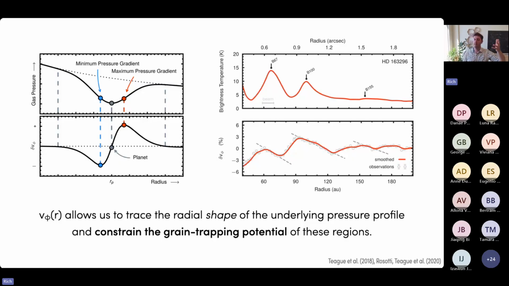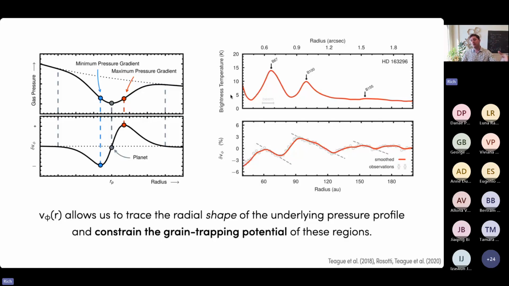Of course, you can flip this upside down. Rather than considering a pressure minimum as a gap, you can think about a pressure maximum, which is what we hope these grain traps are. And you can now go from a region where you have enhanced rotation to slowed rotation across the ring. And in this work with Giovanni Rizzotti, we're able to show that with the DSHARP data, we could see that.